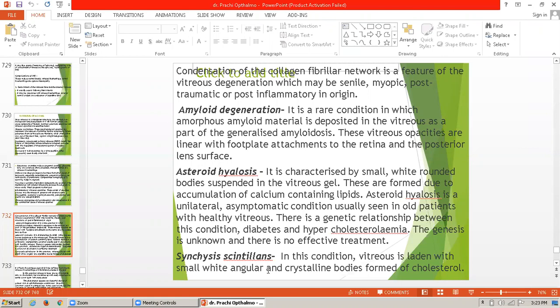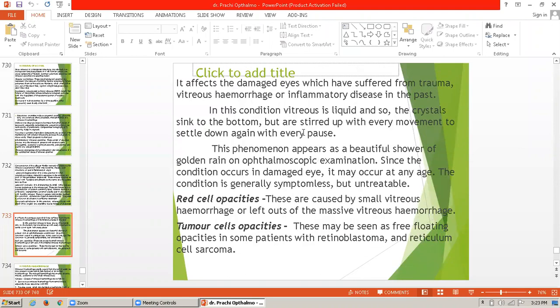Then synchysis scintillans. In this condition, the vitreous is laden with small white angular and crystalline bodies made of cholesterol. It affects damaged eyes which have suffered from trauma, vitreous hemorrhage or inflammatory disease in the past. In this condition, the vitreous is fluid and so the crystals sink to the bottom. They are stirred up with every movement and settle down again with every pause.